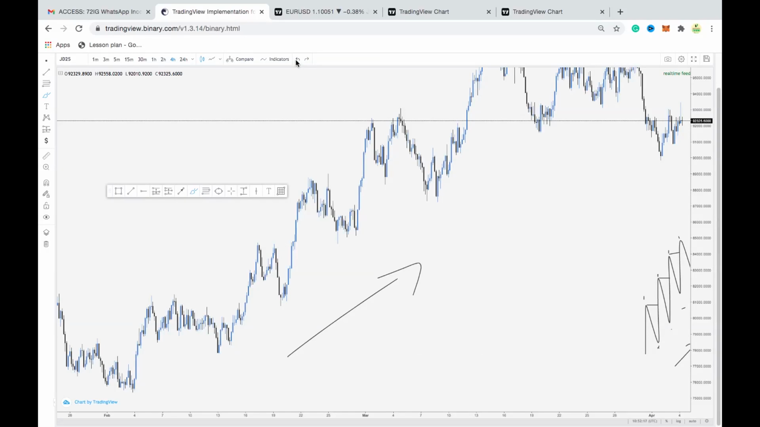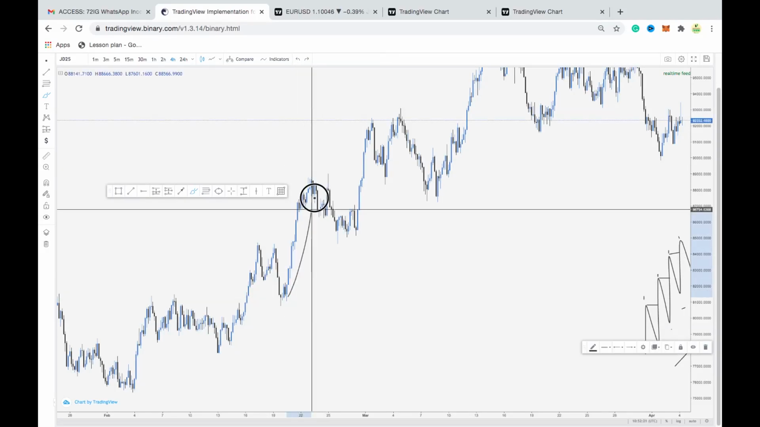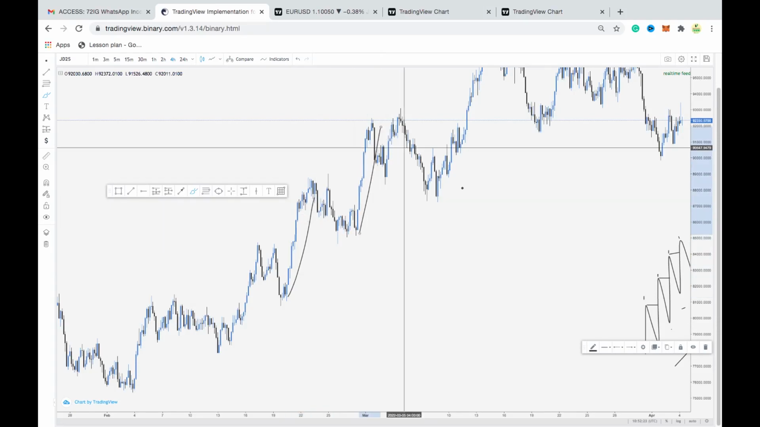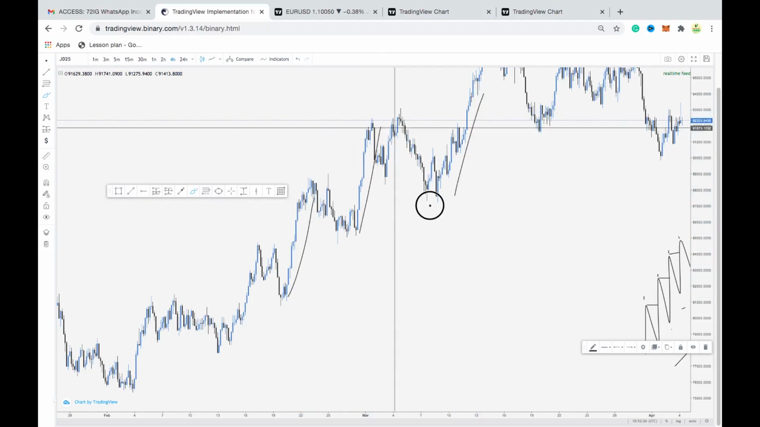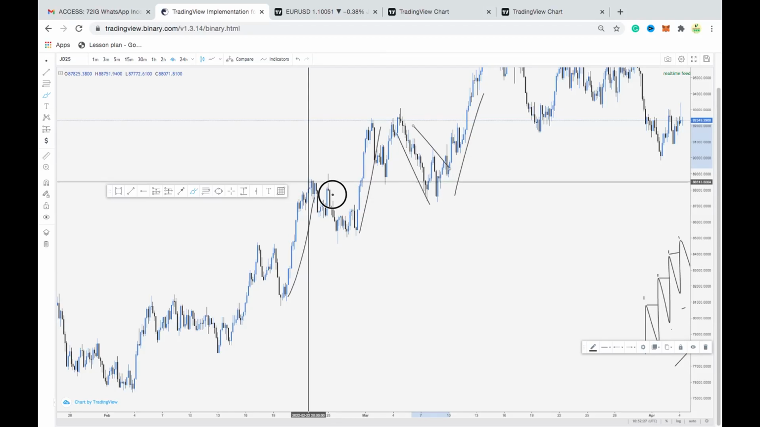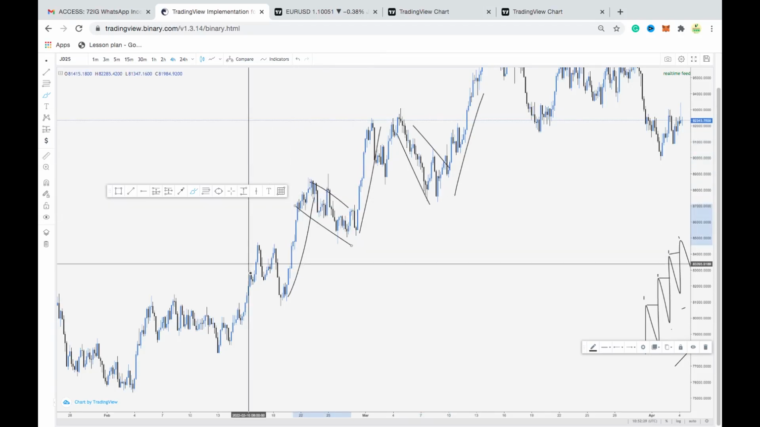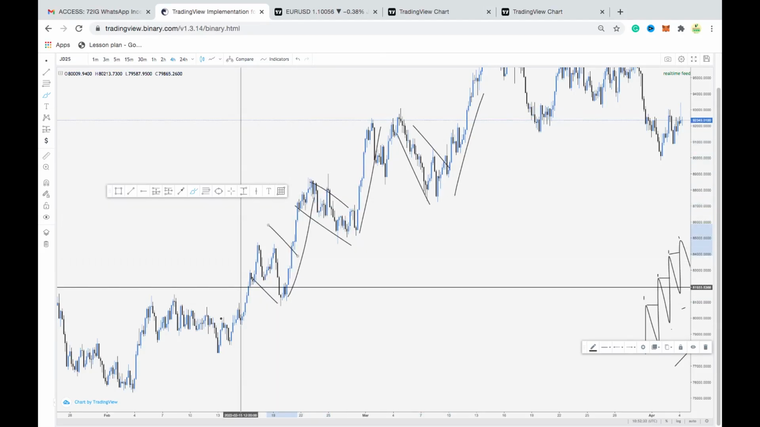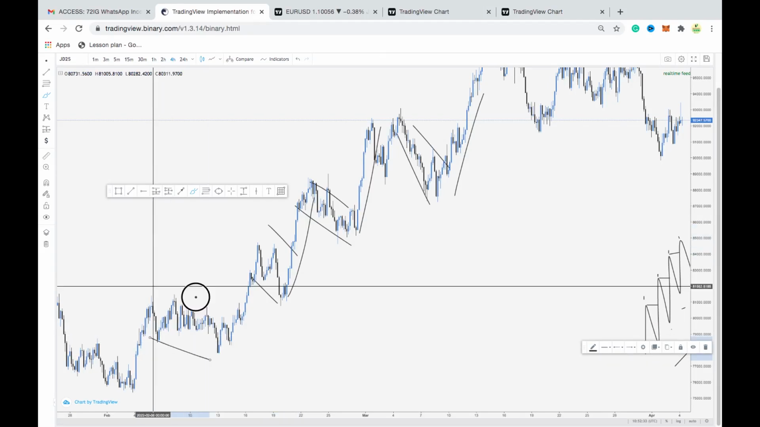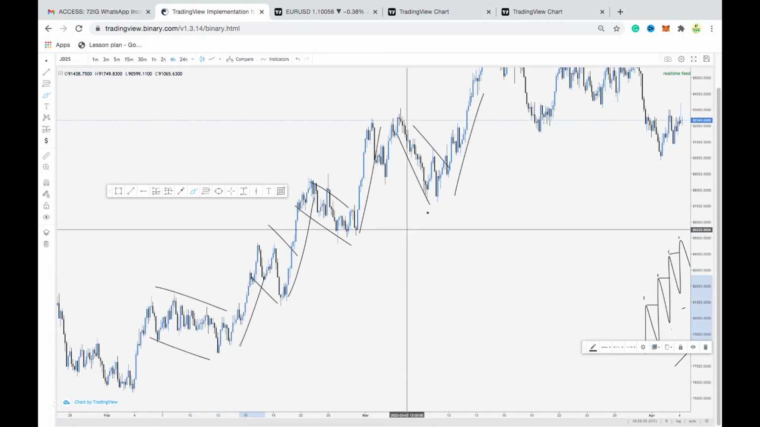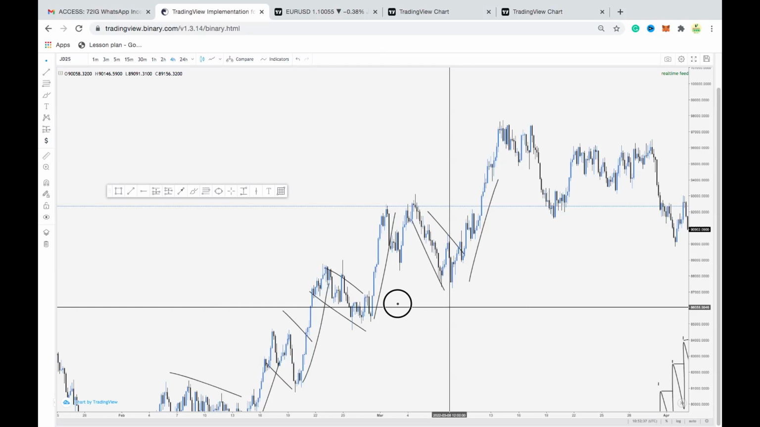The retracements are shorter, while the impulsive movements are longer. This is an impulse right here. This is another impulse. This is a retracement, it's short. This is a retracement, it is short. This is a retracement as well, very short. This is a retracement as well. This is an impulse. Okay, so this is market structure in general.